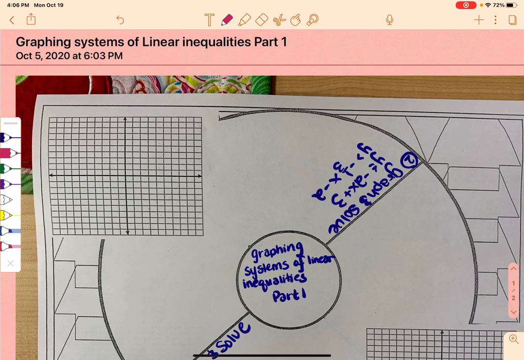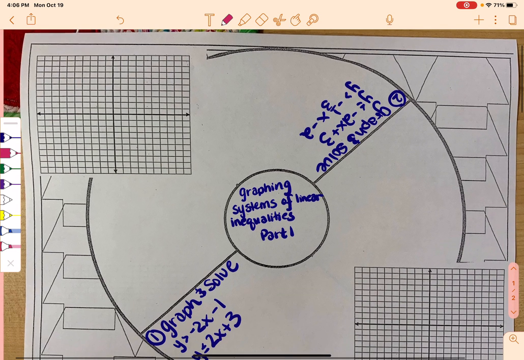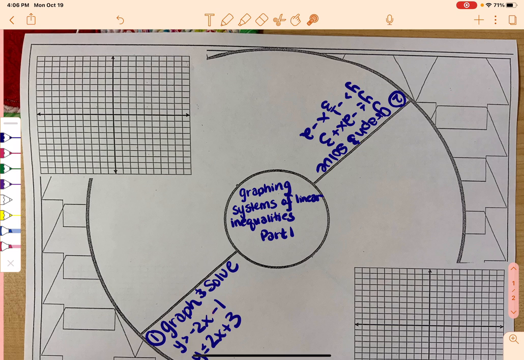Hi guys, today we're going to start looking at graphing systems of linear inequalities, and I'm going to call this part 1 because we're going to spend several videos working on this before we get to exam time. So when we talk about graphing systems, it's because instead of getting one inequality, you get two. So you're basically going to graph them and see where they overlap. And the overlapping area, the part they share in common, is the solution area.